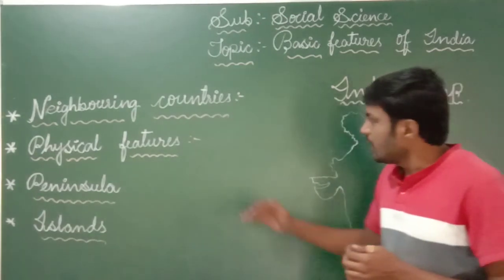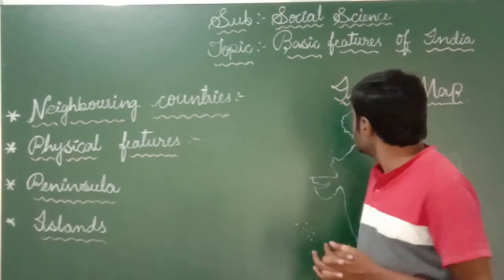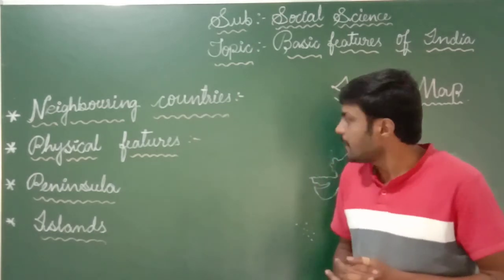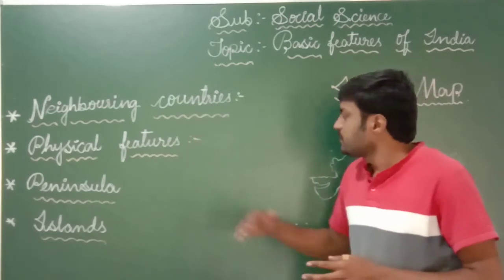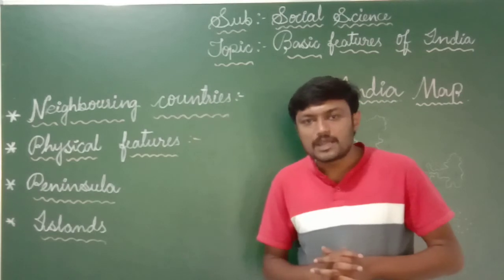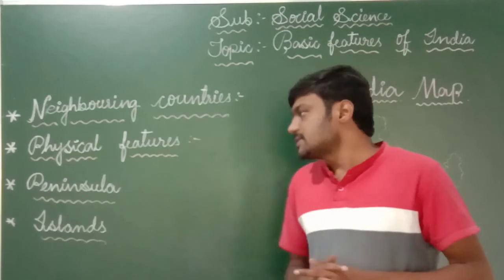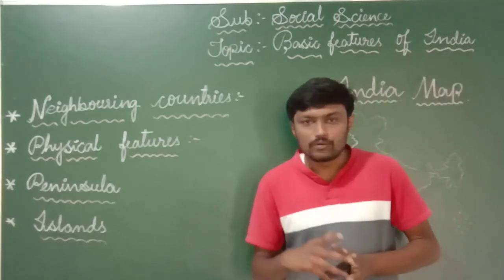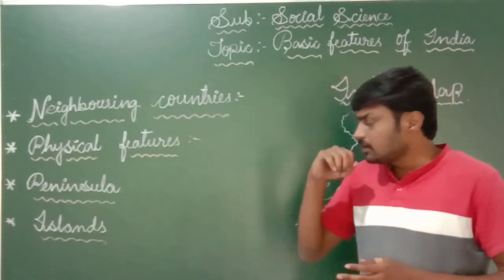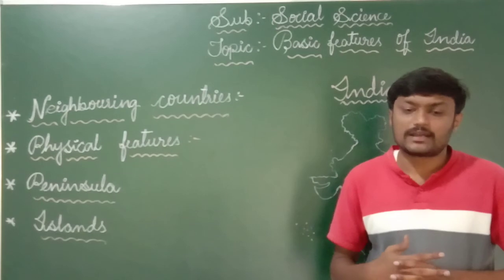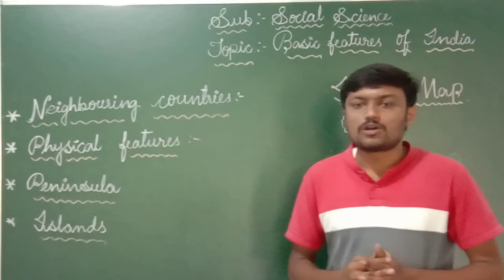See, this is about the 4 important points regarding the topic basic features of our India: neighboring countries of India, physical features of India, the peninsular shape of our nation and the islands of our nation. In the next class we shall discuss the boundaries of our nation, some physical features, and some other points regarding the topic, and we shall continue this topic in our next class.